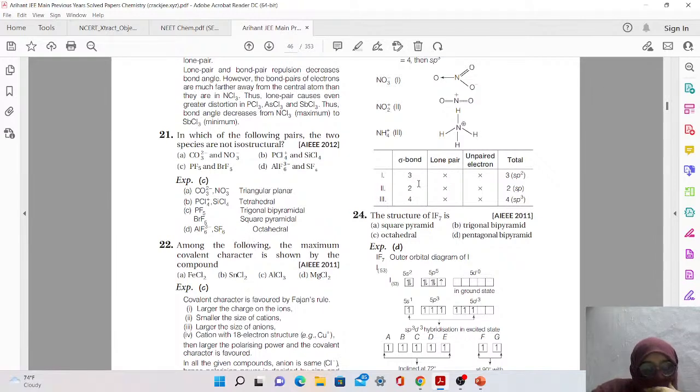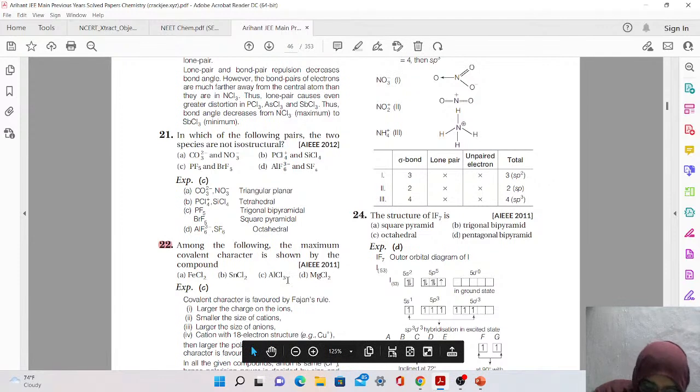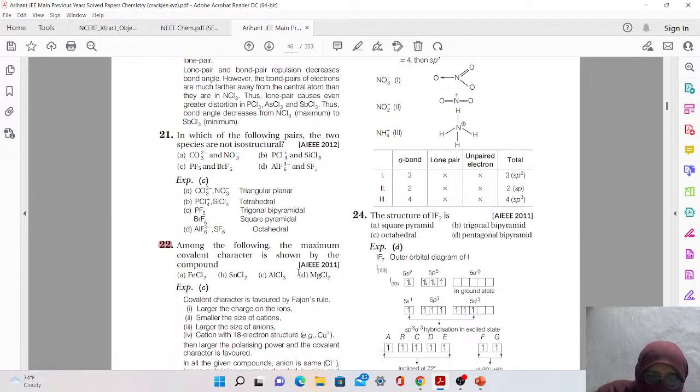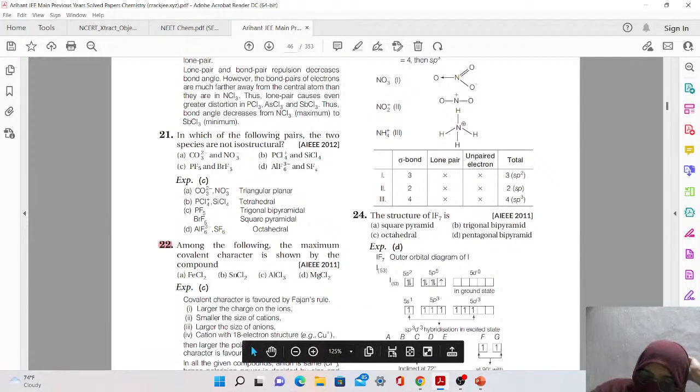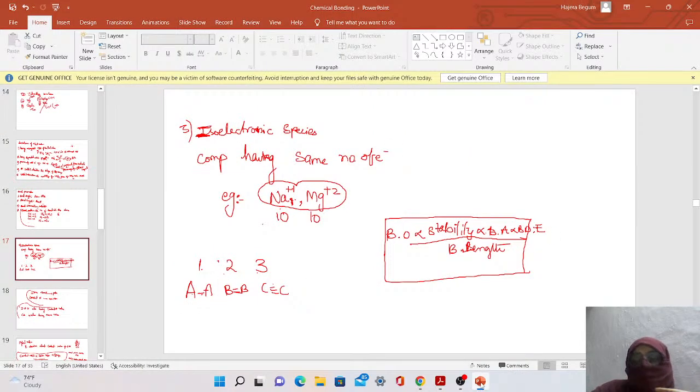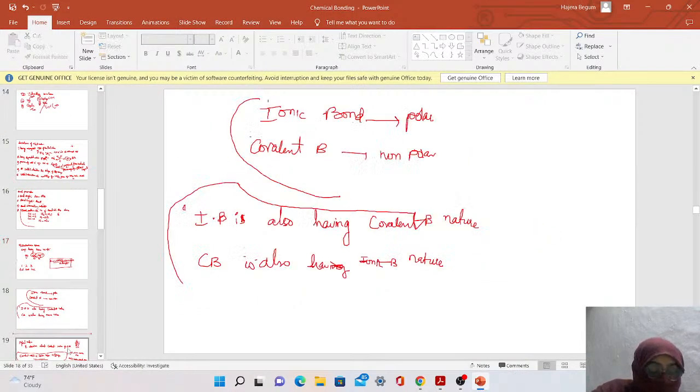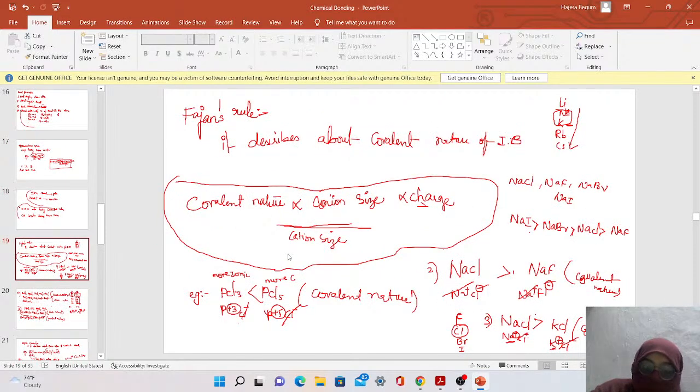AIEEE 2011 asked question, which is 22. Which of the following has a maximum covalent nature, as shown with FeCl2, SnCl2, AlCl3, MgCl2. Chlorine will be deleted because anions are same. Charges, if you want, iron here is plus 2 charge, Sn here plus 2 charge, AlCl3 and Mg plus 2. Do you remember we told you here? For Fajans, covalent nature is directly proportional to anion size. Charge is inversely proportional to cation size.